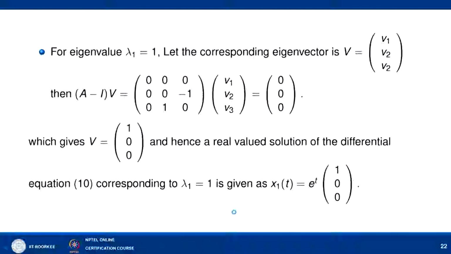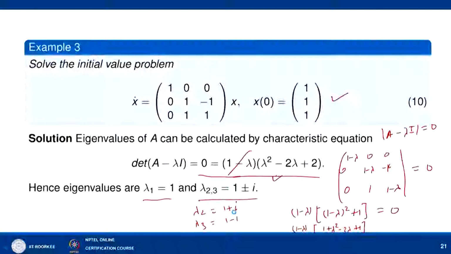So, now let us find out the eigenvectors. It is also obvious here that 1, 1 plus i and 1 minus i are all distinct eigenvalues. So, one thing is very much sure, that we will get linearly independent eigenvectors. So, first let us find out the eigenvectors.